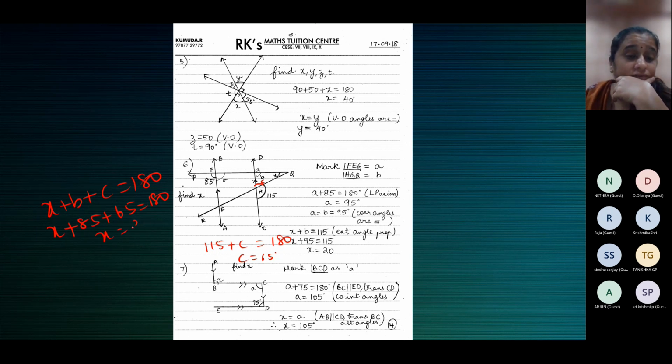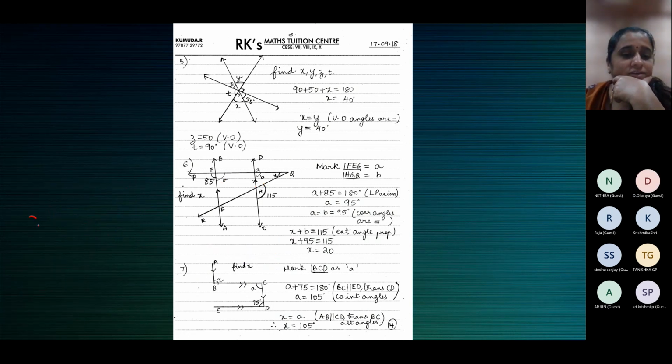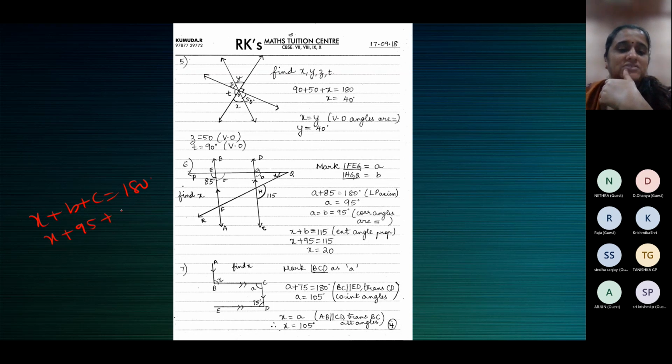X is equal to 20 degrees. No, I'm getting 30 here. I've gone wrong somewhere. No, A is 95, B is 95. I wrote 85 by mistake. X plus B, which is 95, plus C, which is 65, is equal to 180. Yeah, X is equal to 20.